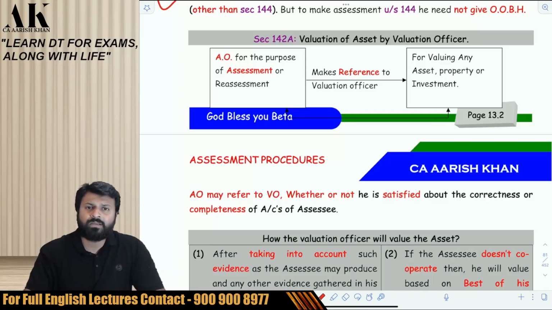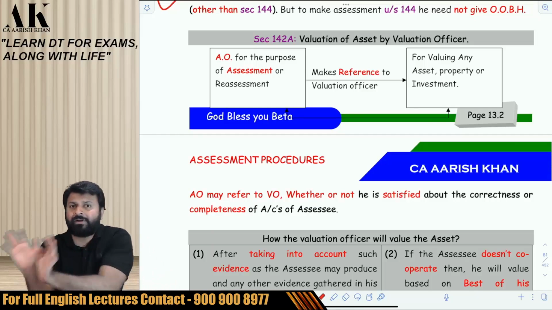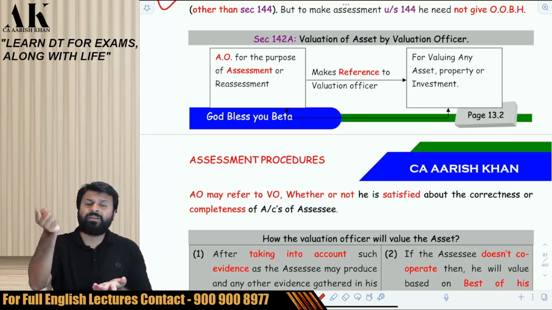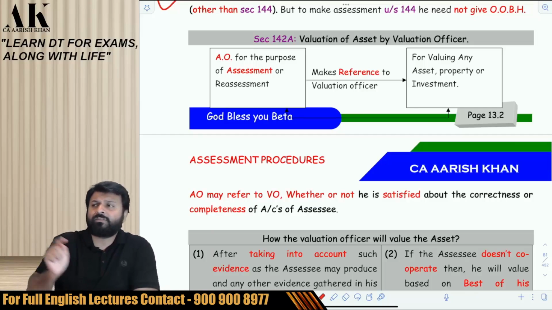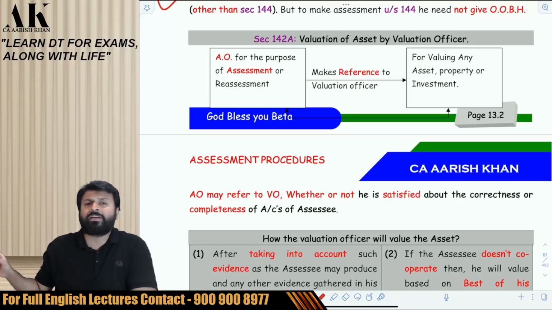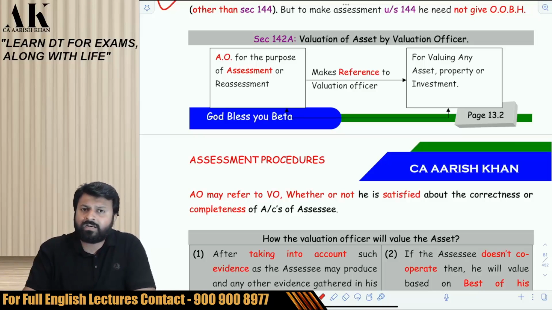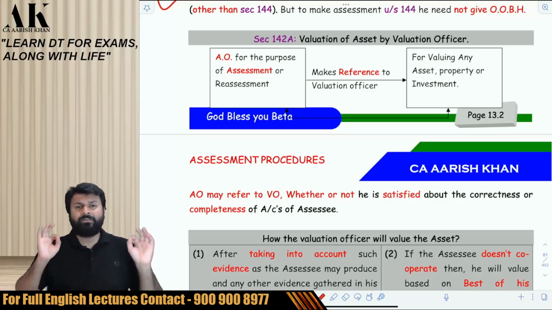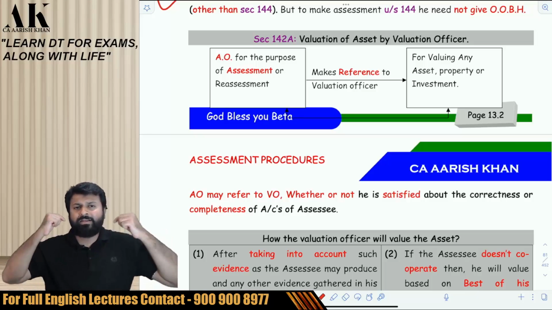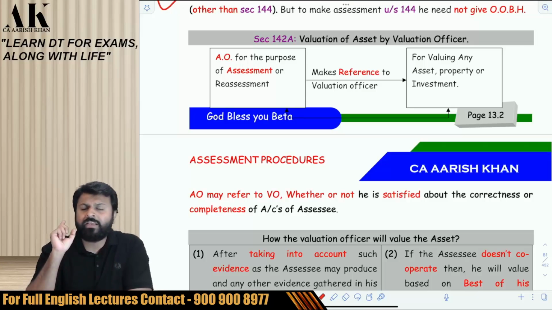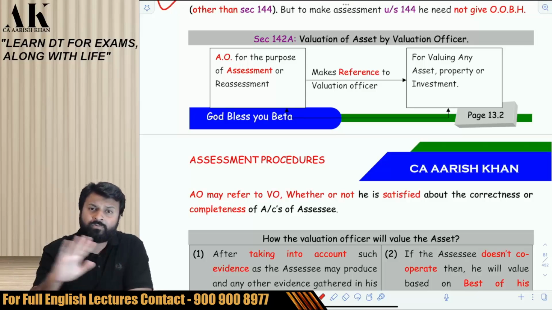Earlier, before Finance Act 2014, there was a condition that the AO can refer the matter to the valuation officer only if he doubts the correctness of the books. If he does not doubt the correctness of the books, he will not make the reference. But Finance Act 2014 made an amendment around 8 years back, whereby the AO need not identify whether he doubts the correctness of the books of accounts or not. If he wishes to go to the valuation officer, he can always go.